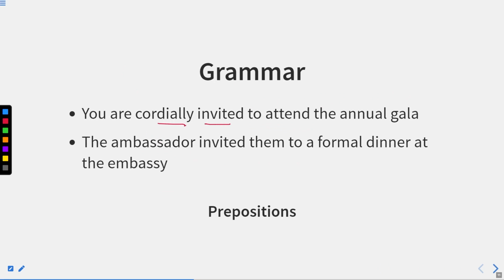You are cordially invited to attend the annual gala. The ambassador invited them to a formal dinner at the embassy. So annual gala refers to a day of celebration, a day of happiness. The ambassador invited them to a formal dinner. So we are using invited to. Whenever we use the verb invited, we always use the preposition to with it. For example, invited to dinner, invited to lunch, invited to tea. Of course, to, not for.